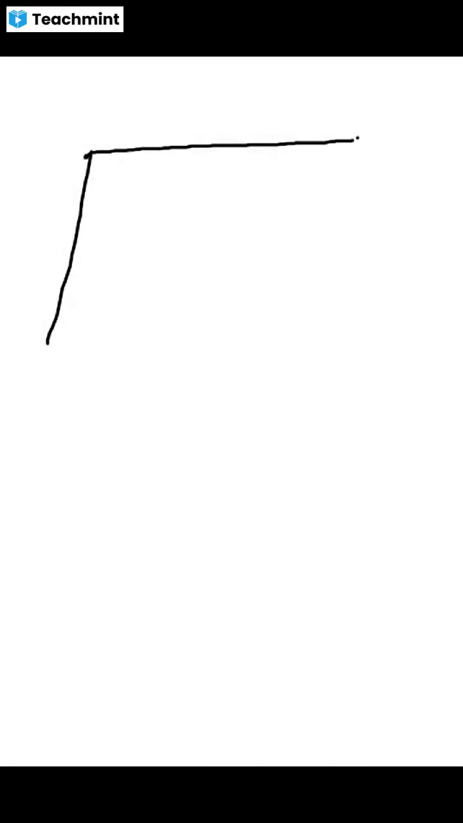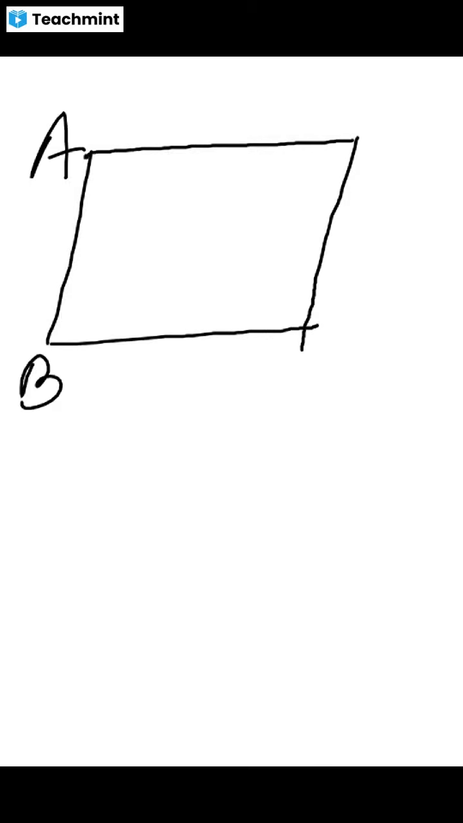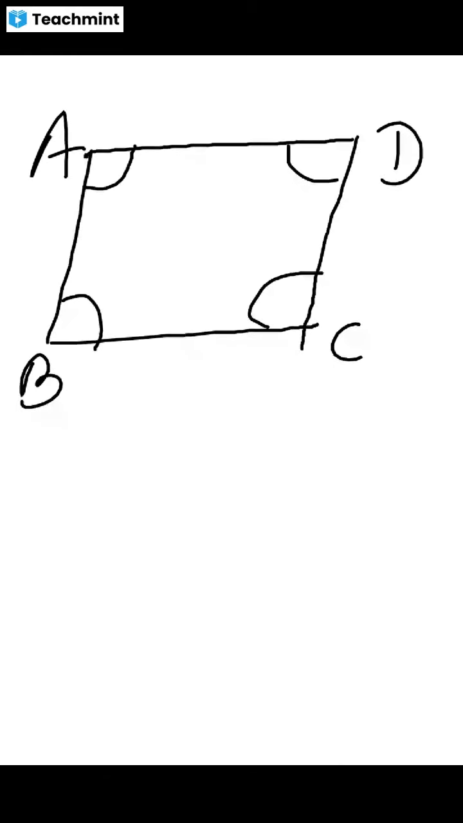Example 5 I'm discussing. In this question, we have to prove that the angle bisectors of a parallelogram form a rectangle. Suppose there is a parallelogram ABCD. What are the angles? Angle A, angle B, angle C, angle D. All the angle bisectors: first we will draw all the angle bisectors.